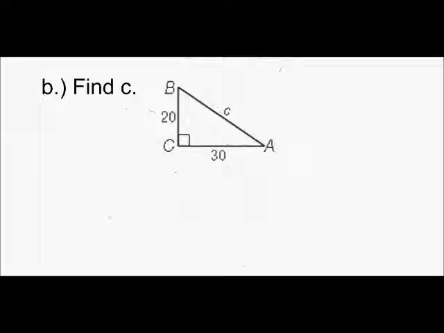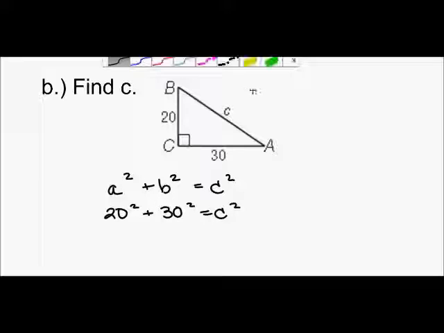Okay. Part B, we want to find c now. So this is the hypotenuse. Remember, a squared plus b squared equals c squared. So c is the hypotenuse. So we have 20 squared plus 30 squared equals c squared. Now notice I put 20 in for a. And really, you could have done that in either order. It wouldn't make a difference. But right here, since I do have this angle labeled a, the side opposite it is little a. So little a is across from big A.